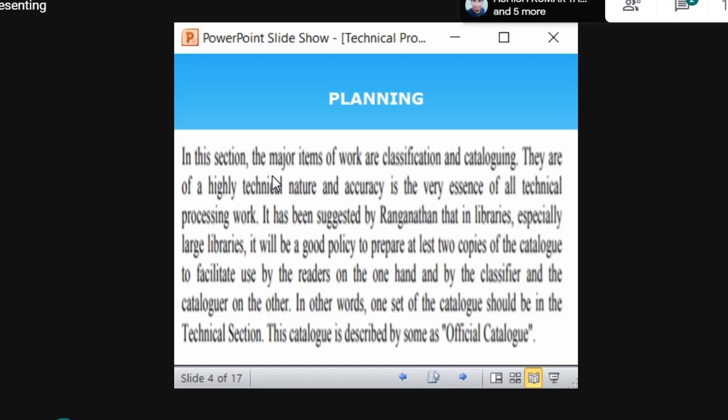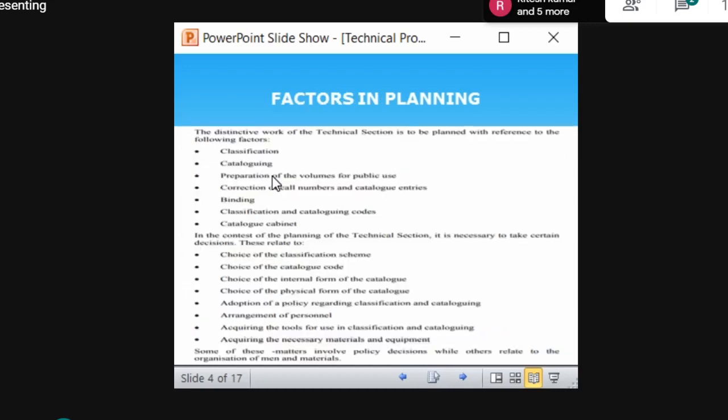I am sharing this slide only for the purpose of the NET examination. It will be useful. So when you come across any term called official catalog, it means a copy of the catalog which is kept in the technical section. Remember like that, okay? So there are different factors in planning, right?